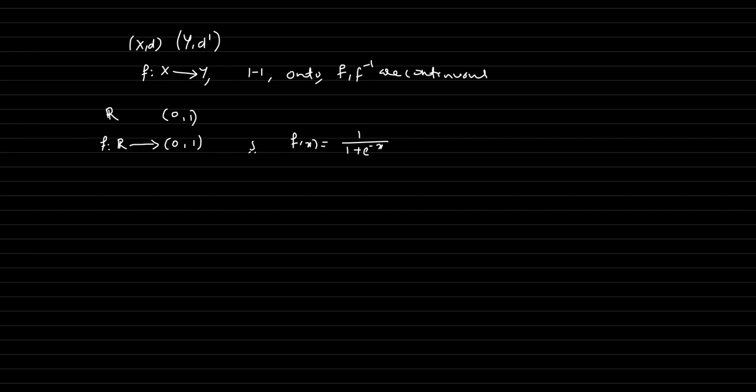Here, for each x in R, this function f of x is defined because the denominator is not 0 for any x, and e raised to minus x is defined for all x in R, and e raised to minus x will not be equal to minus 1 for any real number x. So 1 plus e raised to minus x is not equal to 0, which implies f of x is defined on the whole real number system R.